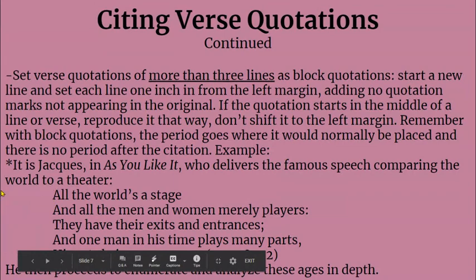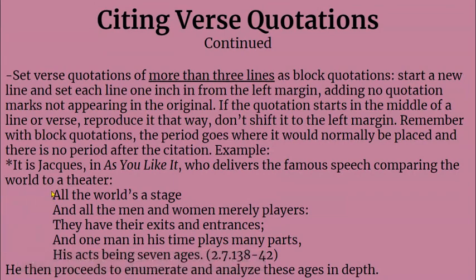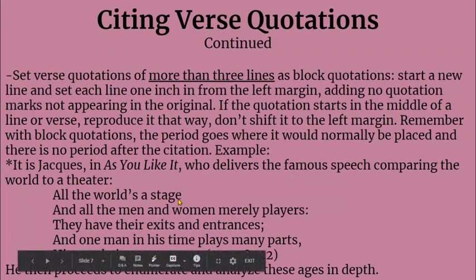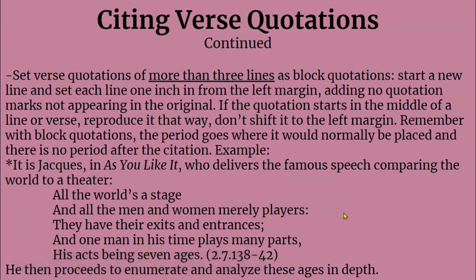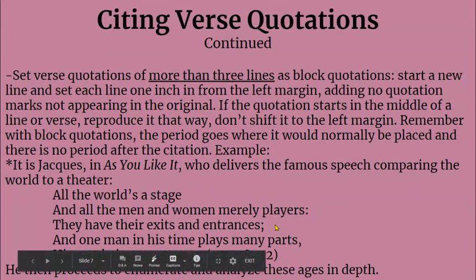You can see that I have blocked the quote. It comes over 1 inch. And when you are blocking verse, you're going to basically reproduce it exactly the same way that Shakespeare did. So "All the world's a stage" is the first line, and "All the men and women merely players," that's the second line. I could tell you what specific line. Here is line 138, 139, 140, 141, 142.